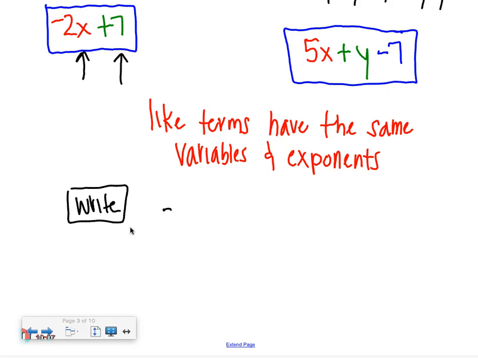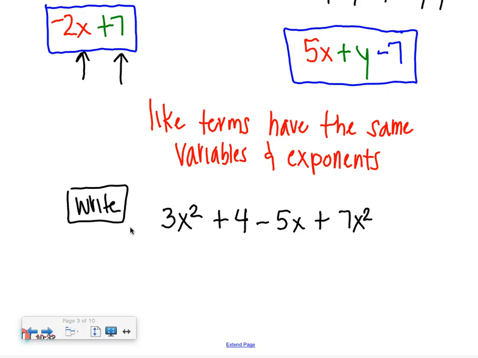We'll say 3x squared plus 4 minus 5y, no, we'll make that 5x, plus 7x squared. Okay, so let's see here.